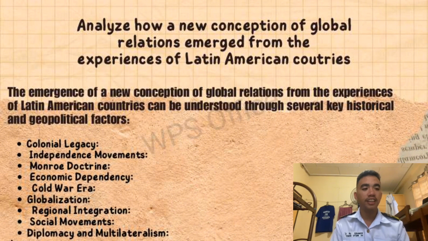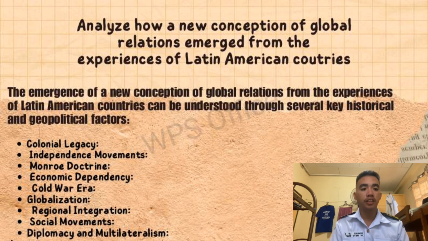9. Diplomacy and multilateralism. Latin American countries have increasingly turned to diplomacy and multilateral forums, such as the United Nations, to address global challenges like conflict resolution and sustainable development. This reflects a growing emphasis on cooperation and diplomacy in global relations.